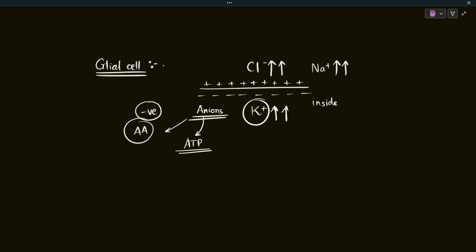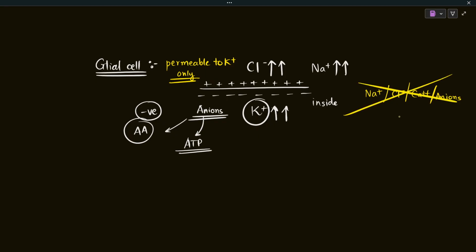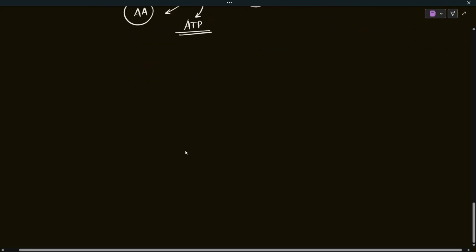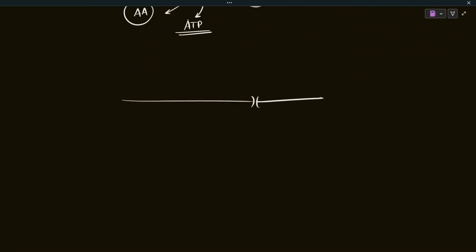But glial cells are permeable to potassium ions only. They do not allow the exchange of sodium ions, chloride ions, calcium ions, or any kind of anions. The exchange of those ions is strictly prohibited. It is permeable to potassium only. So the membrane has some potassium ion channels over it. Okay, so this is a potassium ion channel. In this scenario, the potassium ions are fewer on the outside of the cell and much higher on the inside of the cell.